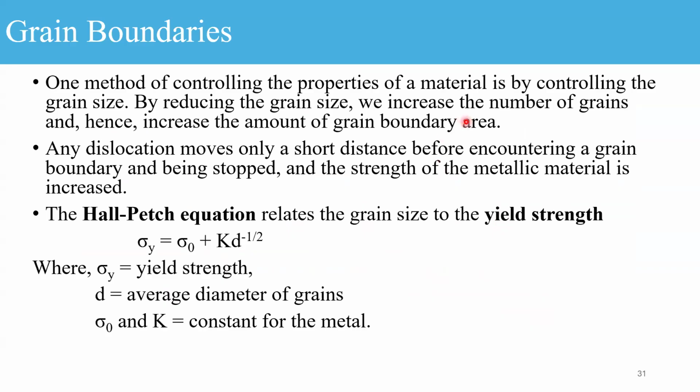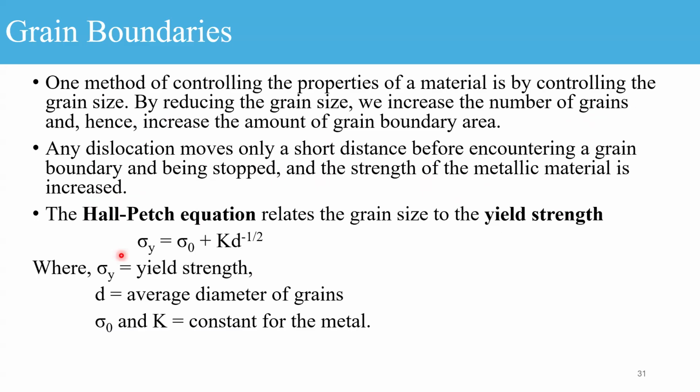So one of the methods of controlling the properties of materials is by controlling the grain size. By reducing the grain size, we increase the number of grains and hence the amount of grain boundary area. So any dislocation moves only a short distance before encountering a grain boundary and being stopped, and the strength of metallic material is increased.